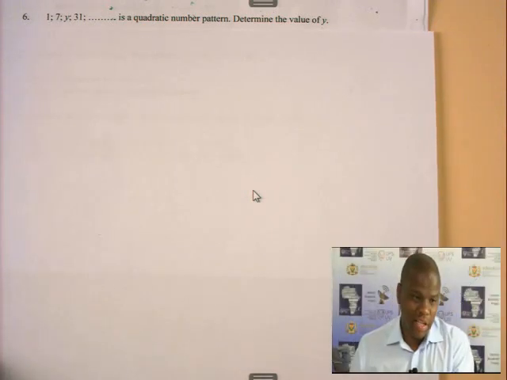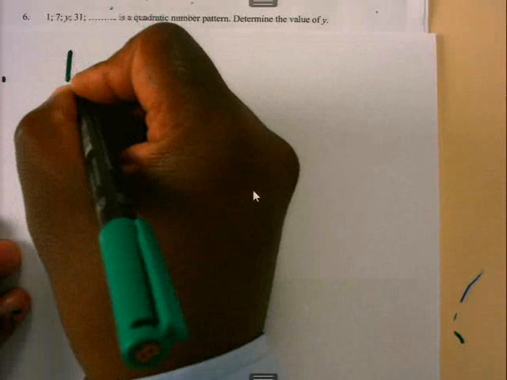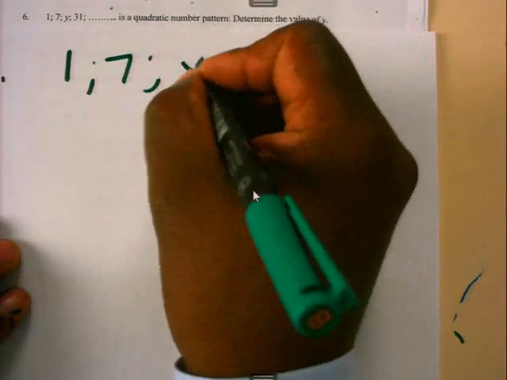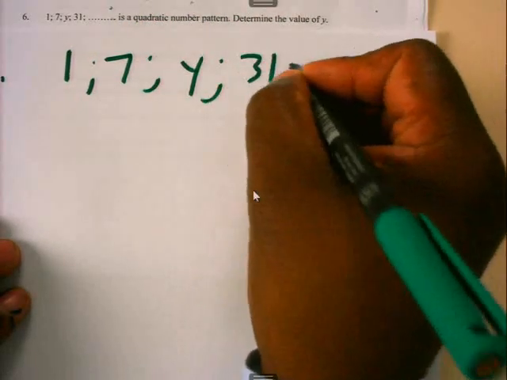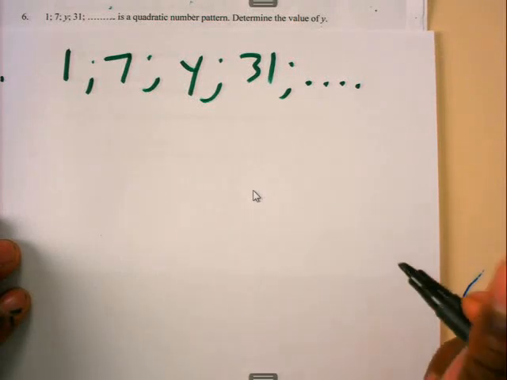Welcome. Let's check your work against mine. Remember the question, 1, 7, y, 31 is a quadratic number pattern. Determine the value of y. So remember the key. Write the pattern down: 1, 7, y, 31. It's a quadratic number pattern. If it's a quadratic number pattern, the second difference is common.